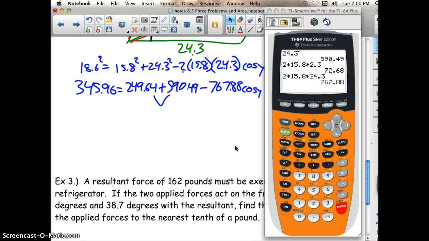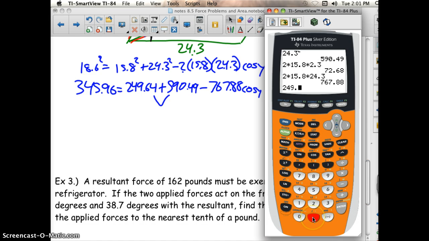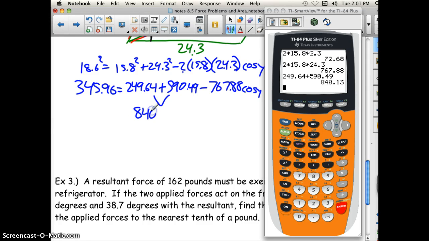So I can add 249.64 plus 590.49. All right, there we go. Add those together. You get 840.13. And then minus 767.88 cosine y. And that is all still equal to 345.96.